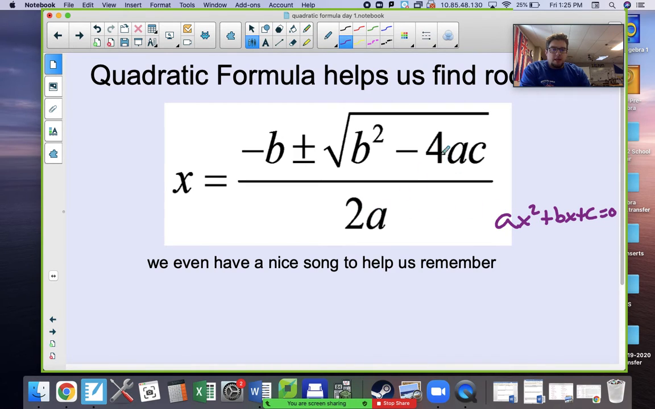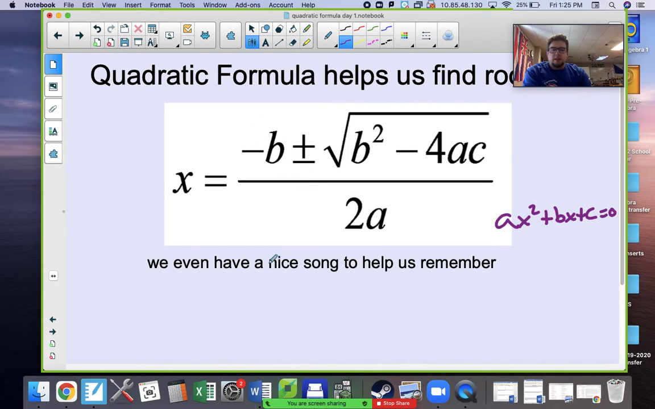A is the same A here and here. B is there and there. C is right there. The 4 is a part of the process, as well as the 2, from taking it from this standard form, getting us into our quadratic formula.